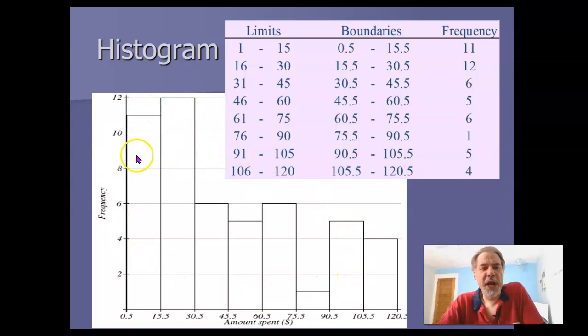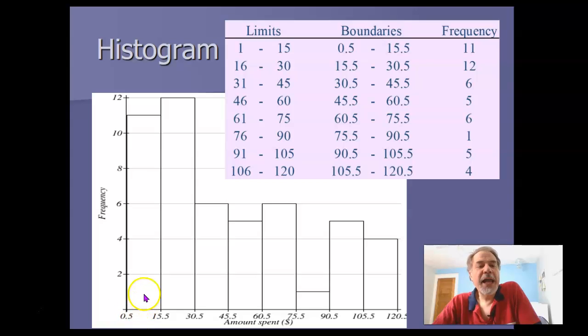So here's the histogram that represents that graphically. Notice there are 8 bars. 1, 2, 3, 4, 5, 6, 7, 8. One for each of the classes. And I have labeled the boundaries between the bars. So the first bar is everything between 0.5 and 15.5. So that represents the dollar amounts that were between $0.5 and $15.5. The second bar is everything between 15.5 and 30.5, and so on.